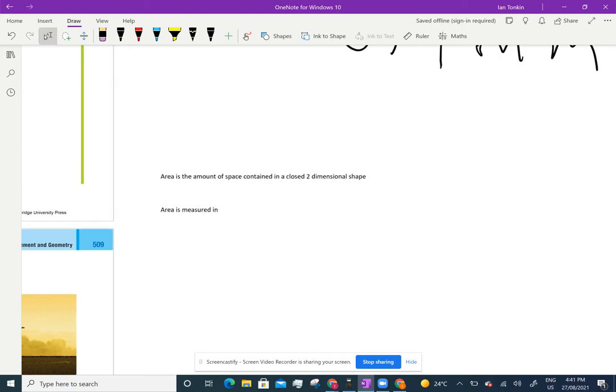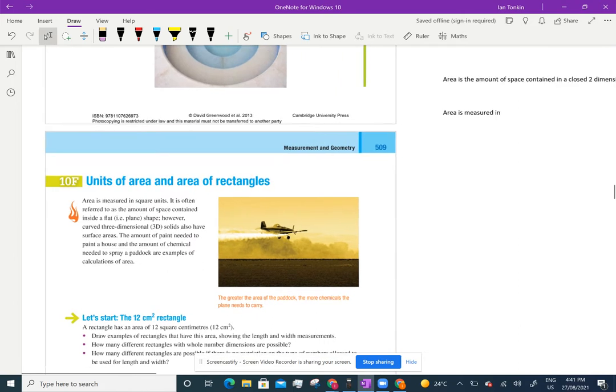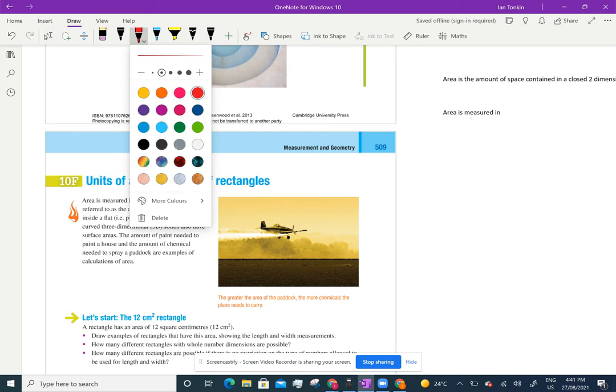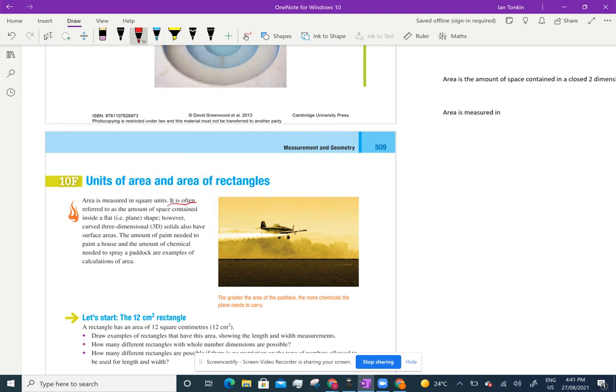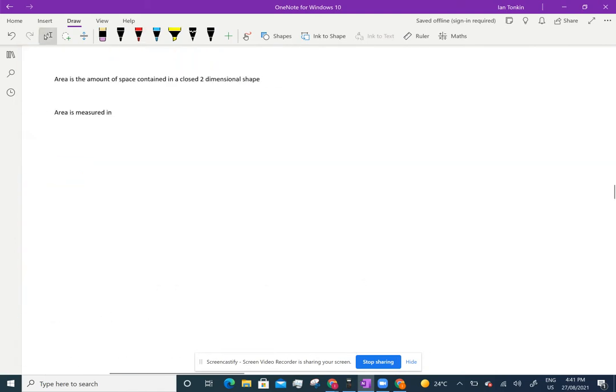Our definition comes straight from the textbook over here. You can see area is often referred to as the amount of space contained inside a flat shape. So you need to write down somewhere in your notes, area is the amount of space contained in a closed 2D shape.